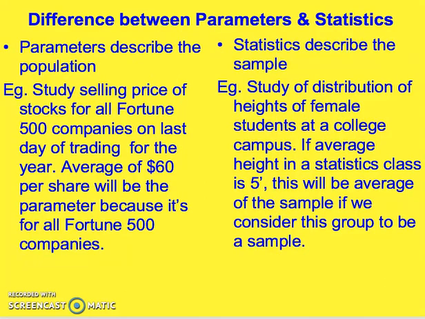Next, when we talk about a parameter, that is a statistic or a number that describes the population. When we refer to numbers that describe or have to do with a sample, those are called statistics.